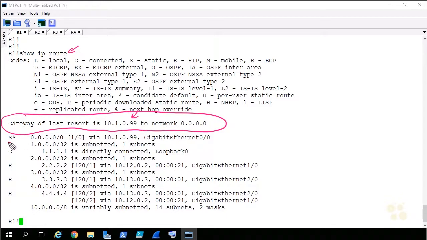And the default route is right here. It's a static route on this router. The network is 0.0.0.0 with a 0 mask. Because it's a static route, here we have the administrative distance. It has a metric of 0, and it says the next hop is 10.1.0.99.